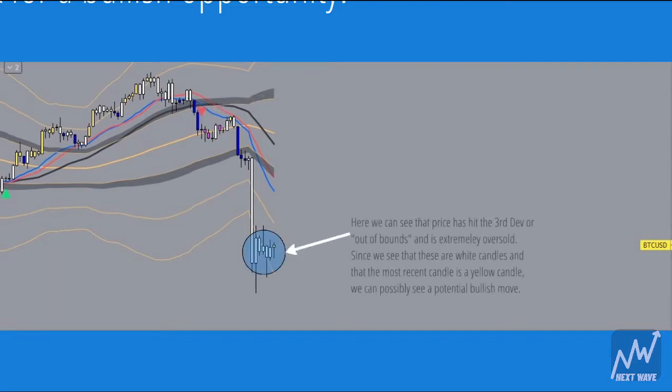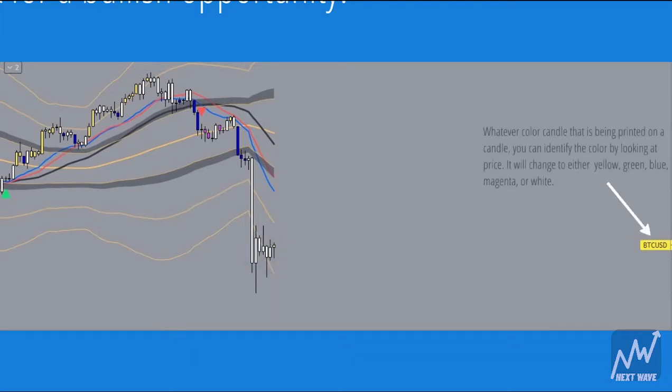Here, we can see that price has hit the third deviation or out of bounds and is extremely oversold. Since we see that these are white candles and that the most recent candle was a yellow candle, we can possibly see a potential bullish move.